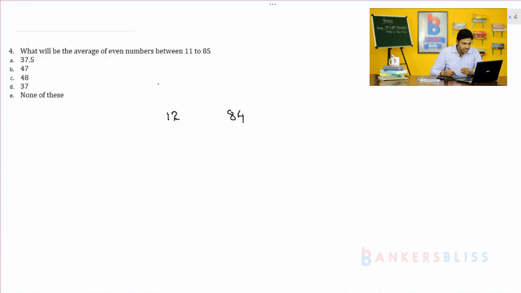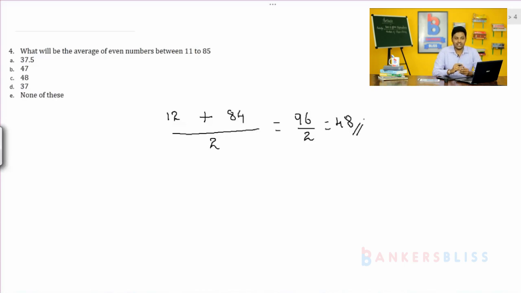So here the first term is 12 and the last term is 84. Add both, 12 plus 84 by 2, which is equal to 96 by 2, which is equal to 48. So the average is 48 for problem number 4. Here option C is the right answer, average 48.